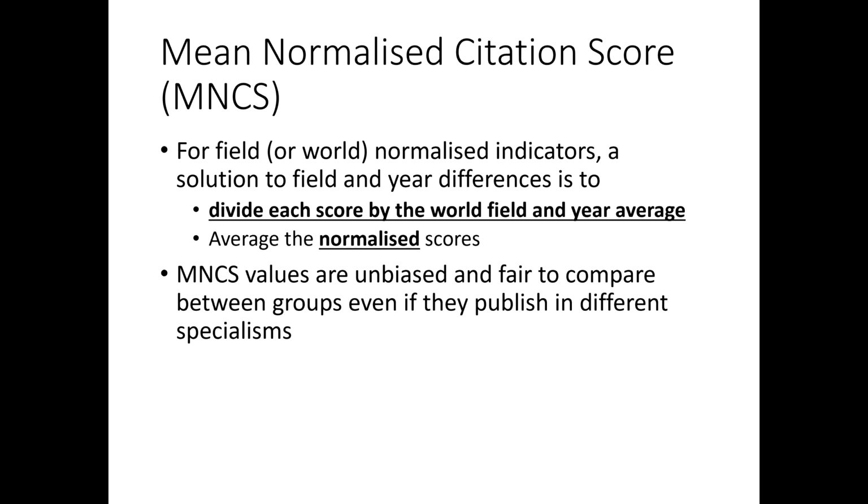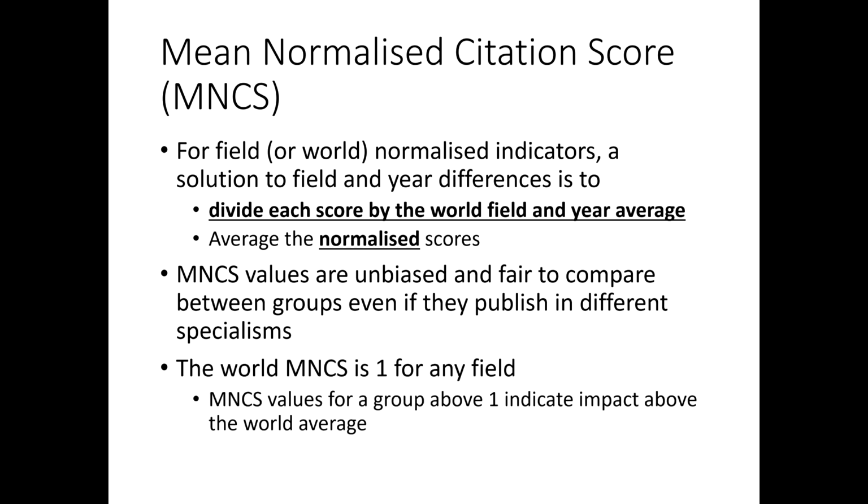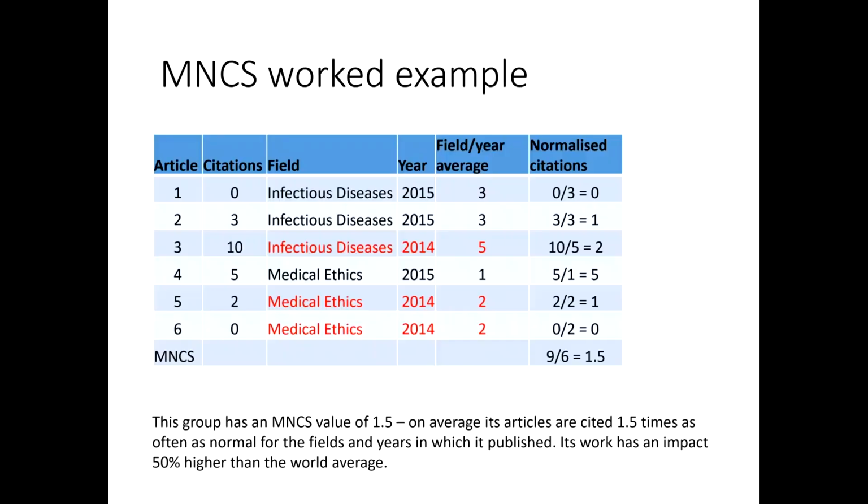MNCS values are unbiased and fair to compare between groups, even if they publish in different specialisms and years. And the MNCS value is always 1 for the world in any field or year. Scores above 1 indicate impact above the world average, and below 1 indicate impact below the world average. So let's have a look at a worked example of this.